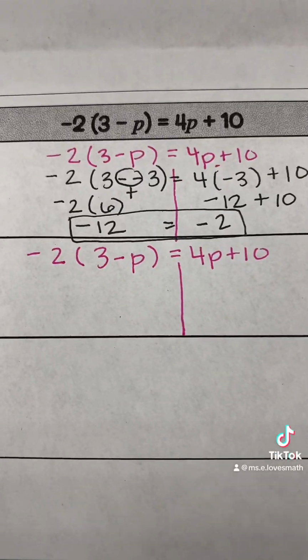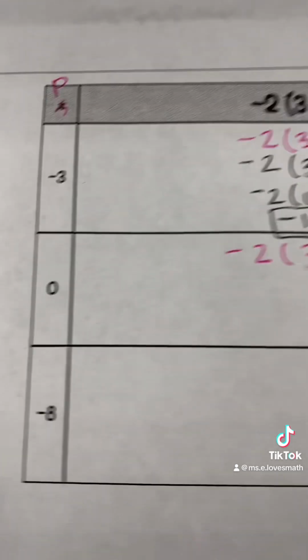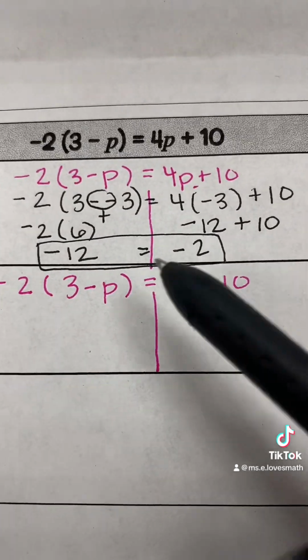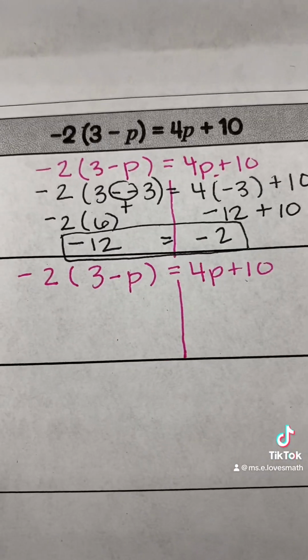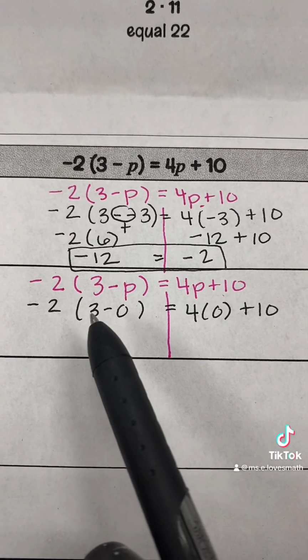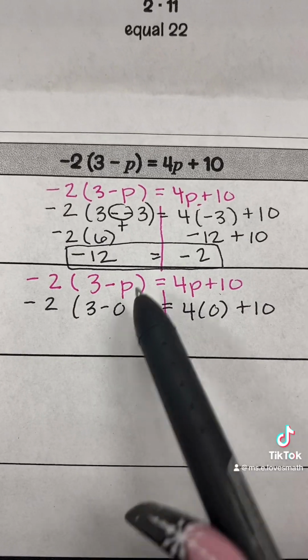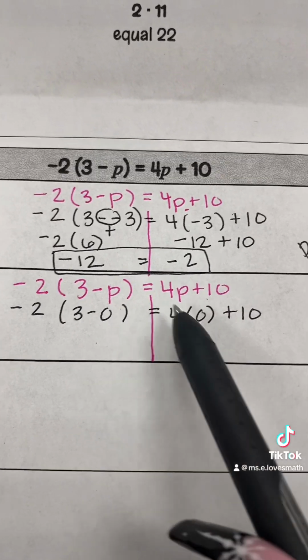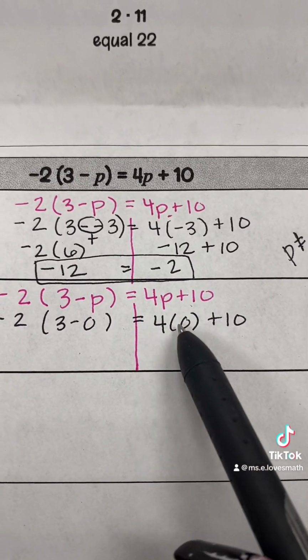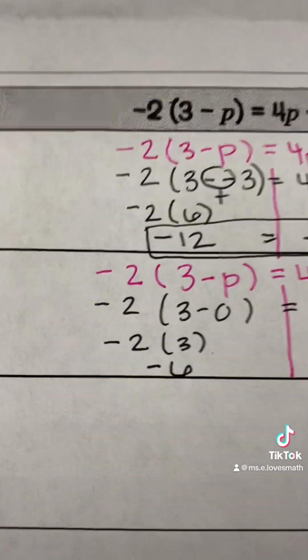We are now ready to test our second value. Our second value is 0. So I'm going to replace our p with 0 this time. So here we have -2 parentheses 3 minus 0 because p turned into 0. And over here, instead of 4 times p, we have 4 times 0 plus 10.